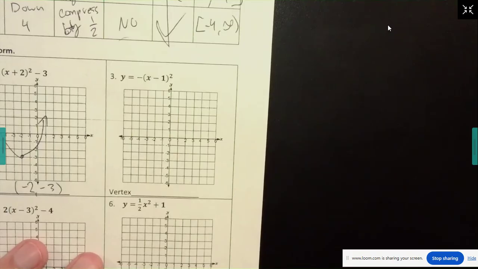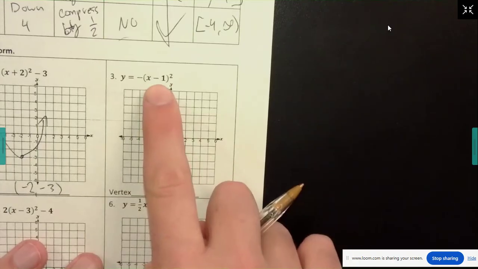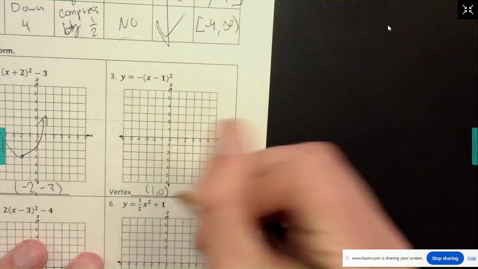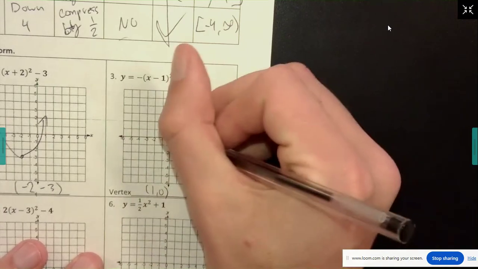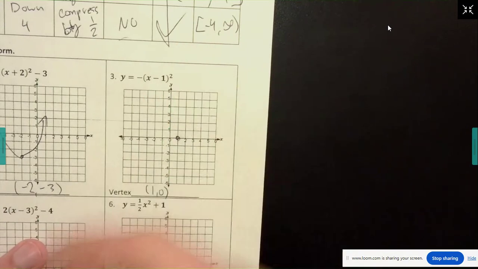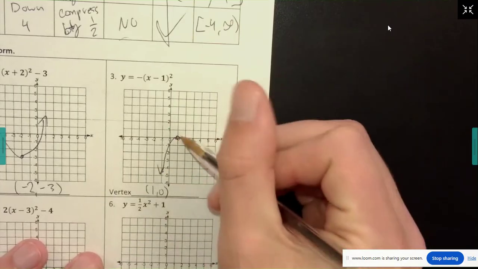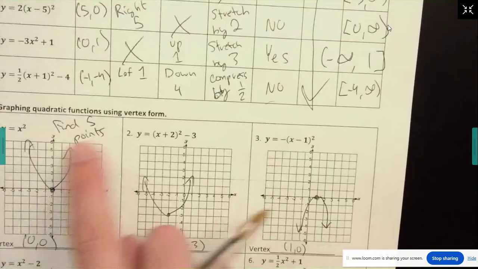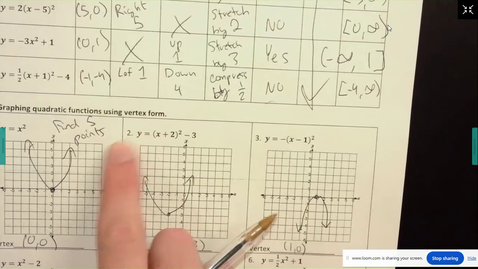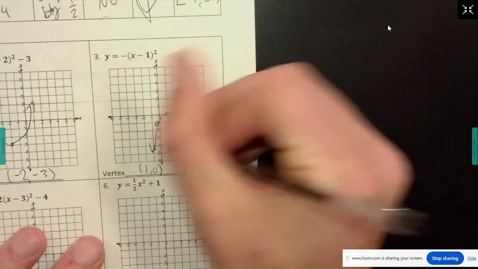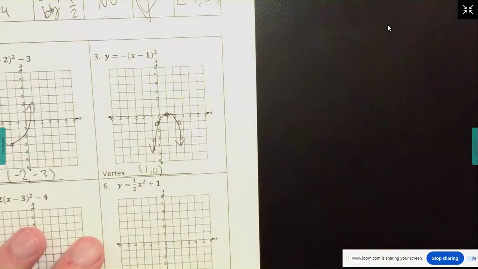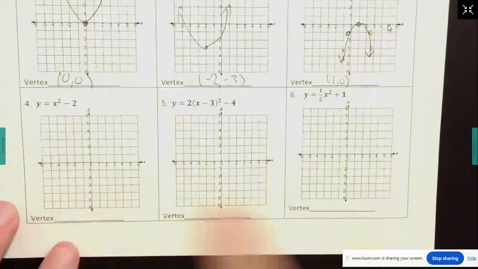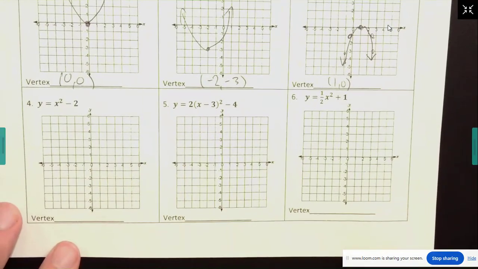I see that -1 on the inside. I know I'm moving right 1. So I have a vertex at 1, 0. And that negative tells me I'm flipping it. So my quadratic is going to come down, right? It's going to open downward. Okay? All right. So use Desmos. Make sure you guys find 5 points when you're graphing these. Okay? So I need like 5 points like that. Okay? And I want you all to do these. And then you guys are going to do the homework as well. Okay?